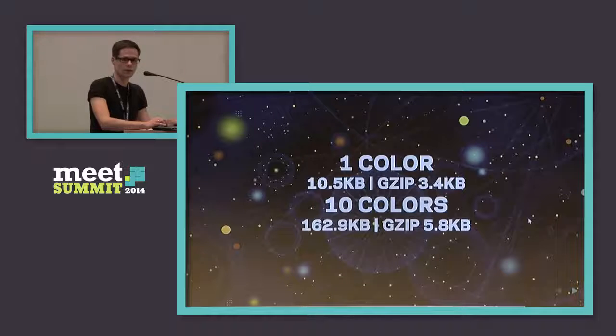With a CSS file that has one color defined in a Grunt file, we have a result CSS file that is 10 kilobytes. After compression, it has 3.4 kilobytes. If we extend the number of colors to, let's say, 12 in this example, I believe, the result file is 162 kilobytes. That's quite big, but after compression, it is 5.8, so it's not that scary.